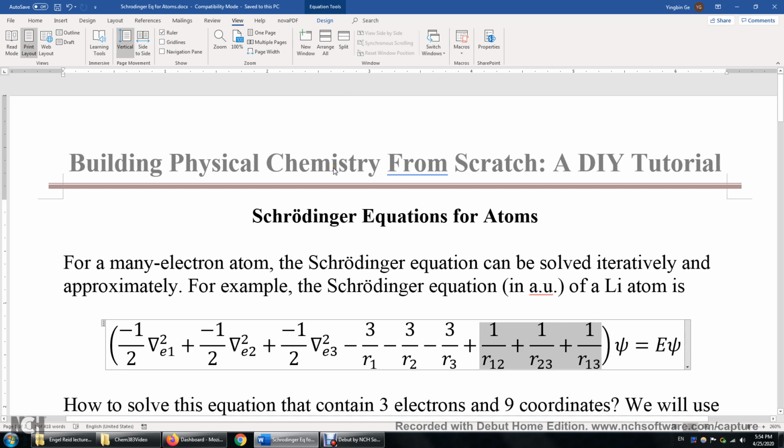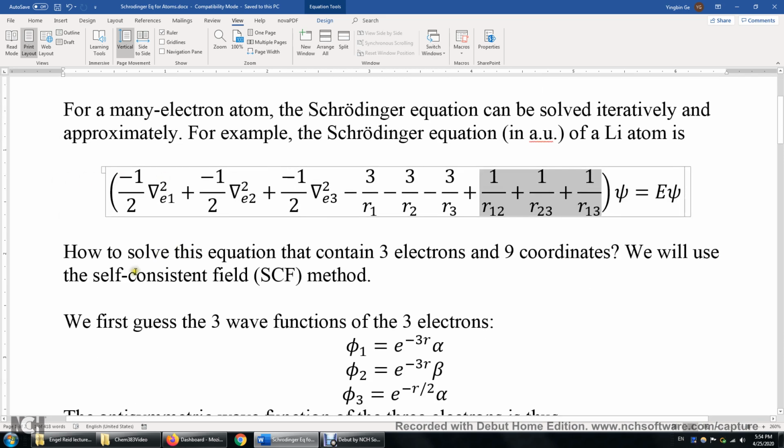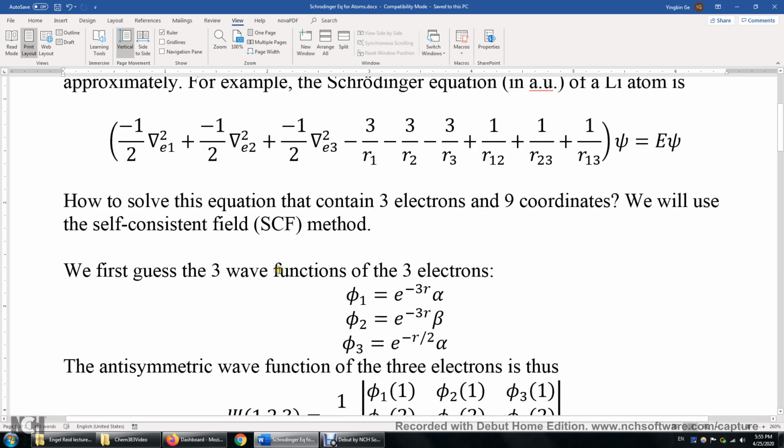This equation contains 3 electrons. Each electron has 3 coordinates. It can be x, y, z Cartesian coordinates or r, theta, phi polar coordinates. But anyway, we have 9 coordinates in this equation, 9 variables. It's impossible to solve this Schrodinger equation exactly. So we will use the self-consistent field or SCF method to get approximate wave functions and approximate energy for this system. First, we need to take a guess.